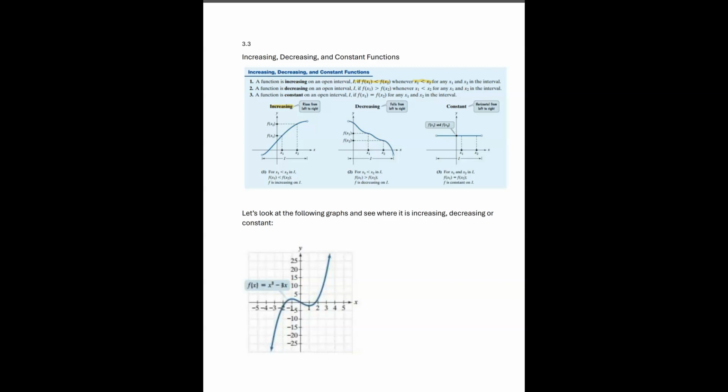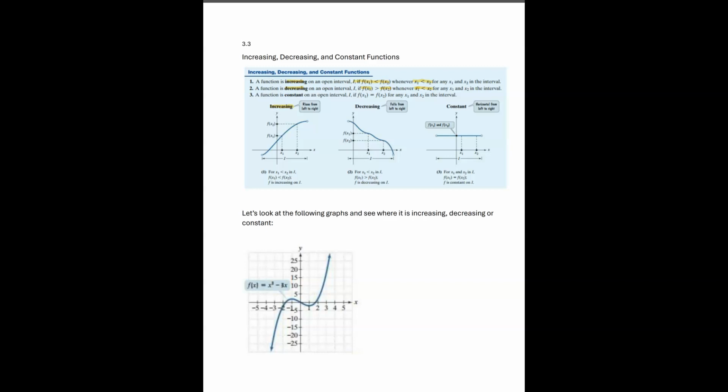Now, decreasing. Decreasing on an open interval I is if f of x1 is greater than f of x2 whenever x1 is less than x2, for any x1 and x2 on the interval. So again, reading left to right, we start up here. Now f of x1 is up here. It's greater than f of x2, which is down here. And x1 is less than x2, as it was before. So this implies that we are going in a decreasing manner or downhill, right? Both start with D, if that helps you remember. Helped me in college algebra.